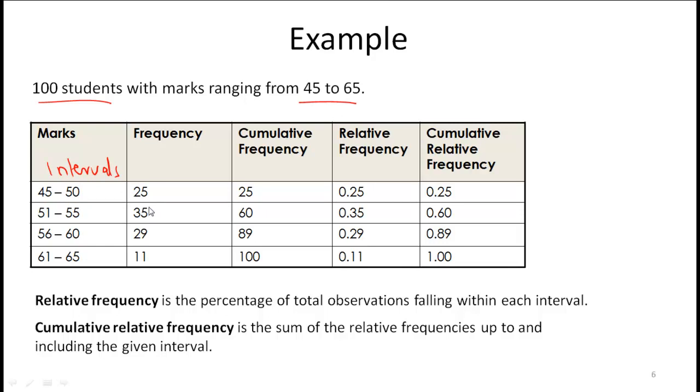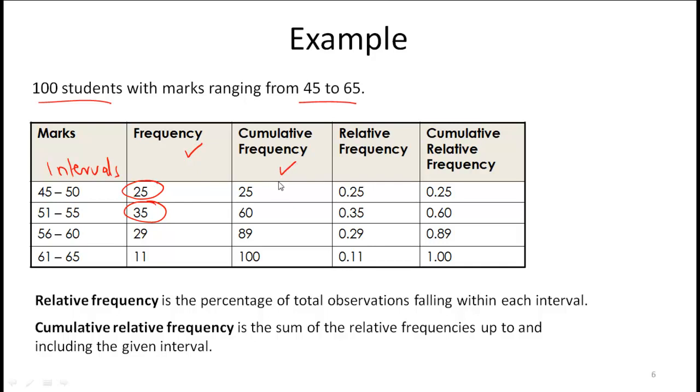Then you observe, or you tally, and you see how many students got marks in this interval, 45 to 50. So we see that 25 students are in the 45 to 50 range, 35 are in the 51 to 55 range, 29 in the 56 to 60 range, and 11 in the 61 to 65 range. So that is your frequency.